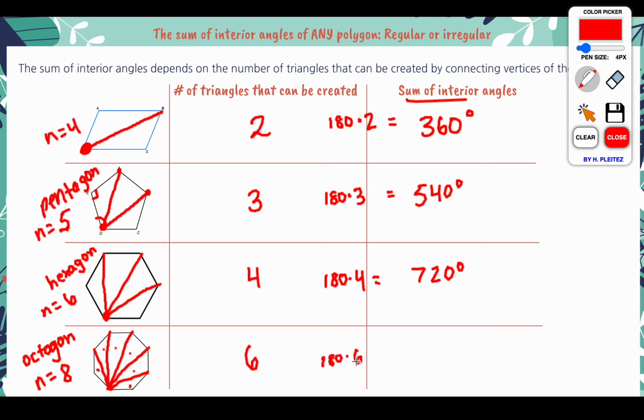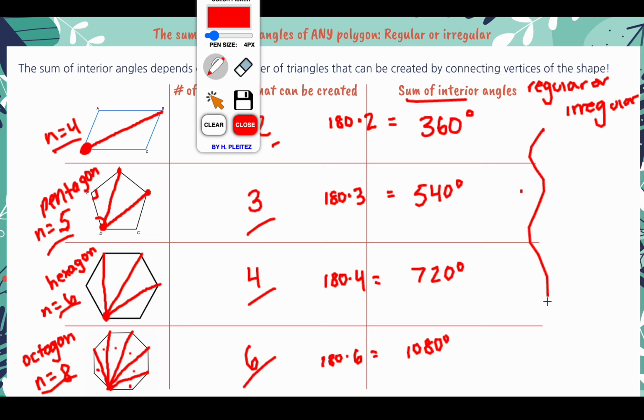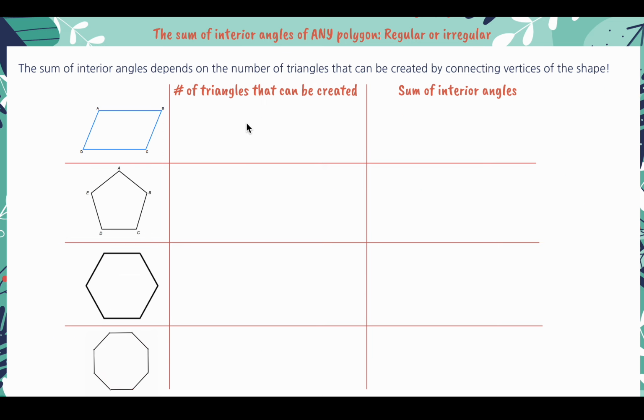So we do 180 times 6, and that is going to give us 1,080 degrees. And again, remember, sum of interior angles, this is for regular or irregular. The sum of interior angles clearly depends on the number of sides that you have and the number of triangles that can be created. So let's say the polygon had 46 sides. Using our pattern, we can predict that there are going to be 44 triangles. So we'll be able to do 44 times 180, and that would give us a really, really big number.